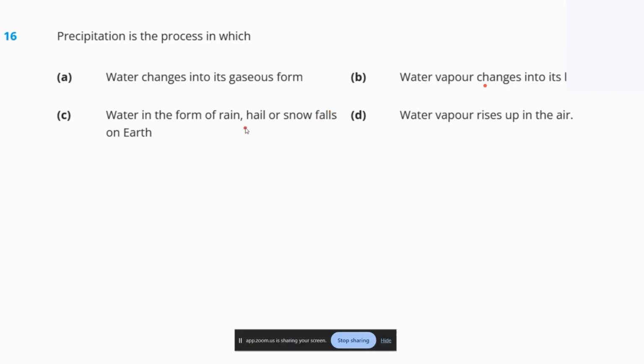No, this is also incorrect. Then we have option number C. Water in the form of rain, hail, or snow falls on the earth. Yes, definitely this is the correct answer. Water, which can be in the form of rain or hail or snow that comes down on earth, can all be called precipitation. Okay, so option number C is our right answer.